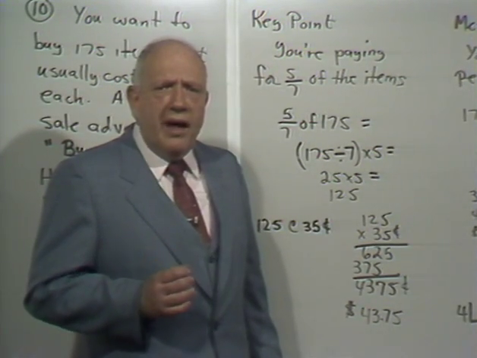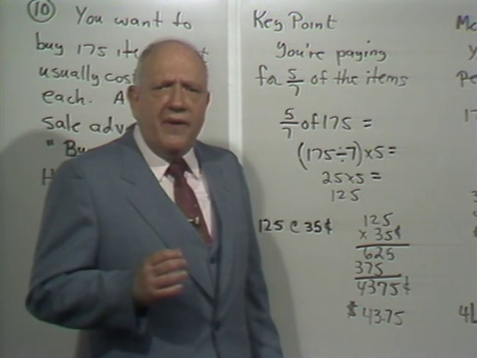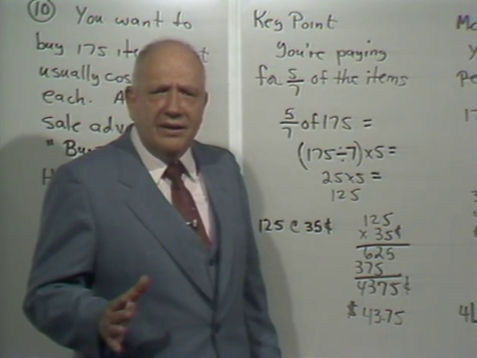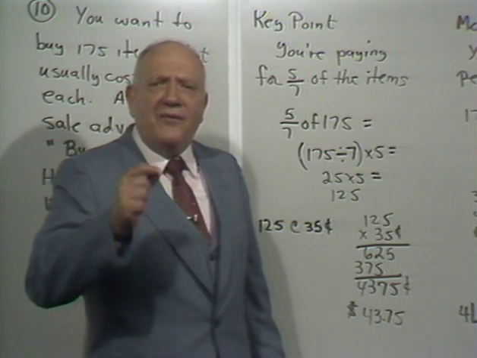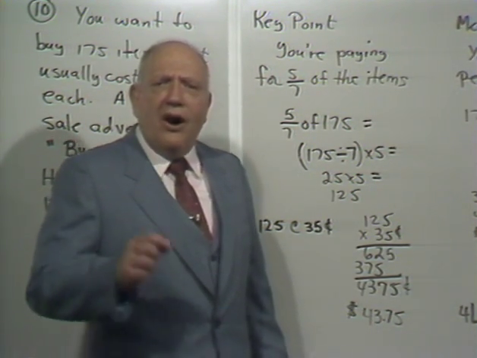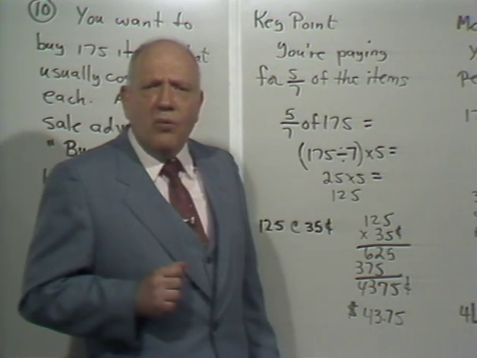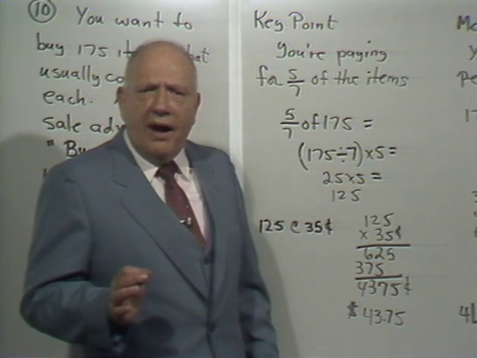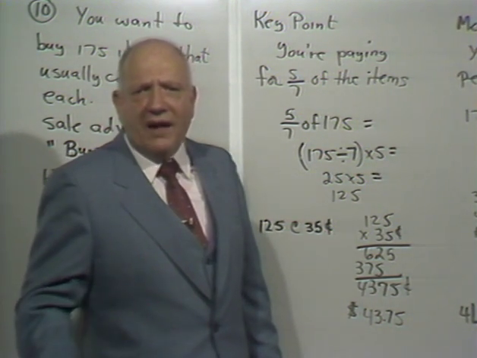What you could have done is said, I'll multiply the 175 by the 35, because that's what it would ordinarily have cost me. And now I'll take 5 sevenths of that cost. See, whether I'm counting by items or counting by cost, I'm only paying what? 5 sevenths. So I could have taken what? The regular price and taken 5 sevenths of that price.